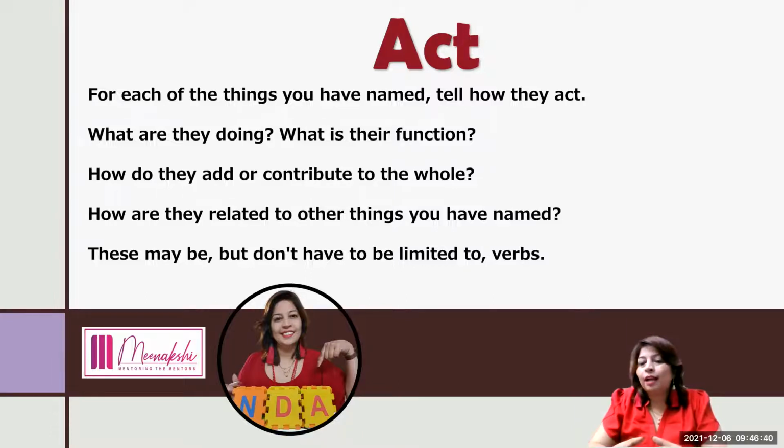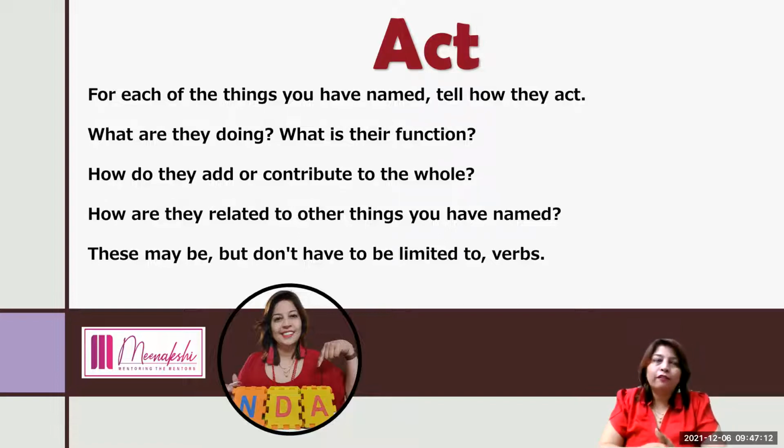You can use this strategy in the verbal form, in the oral form. They can just describe, speak out, and act. It's a kind of role play. Now they have to express and act. What are they doing in that particular picture? Any of the objects that they have seen? What is their function? How are these small parts contributing to the whole picture, right? How are these things related to each other, right?